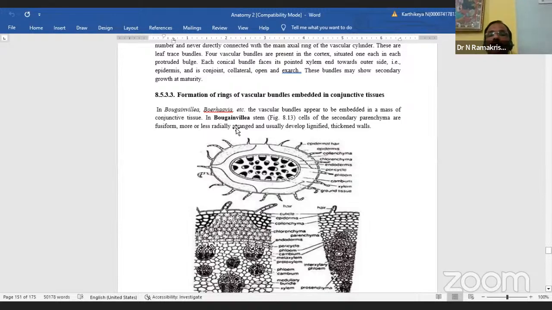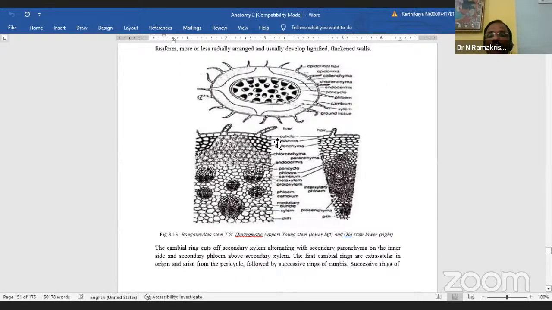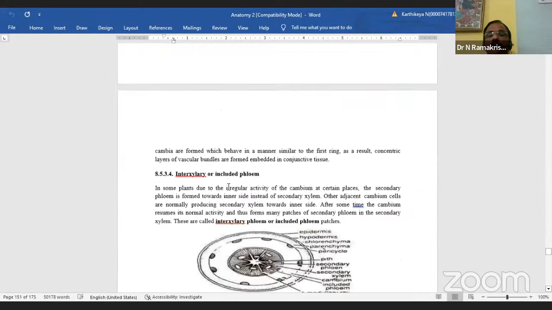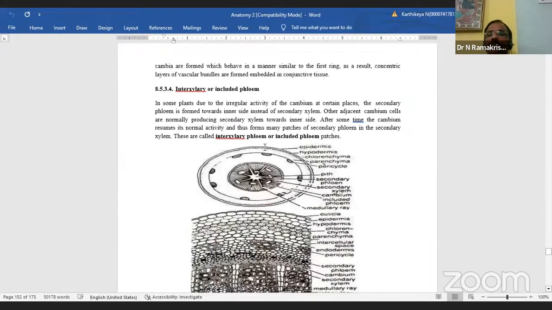Here these types of vascular bundles we see in the Bougainvillea plant, family Nyctaginaceae. Sometimes you see interxylary phloem, means in between, on both sides. For example, here we are looking in between, on both sides inside, at interxylary phloem.